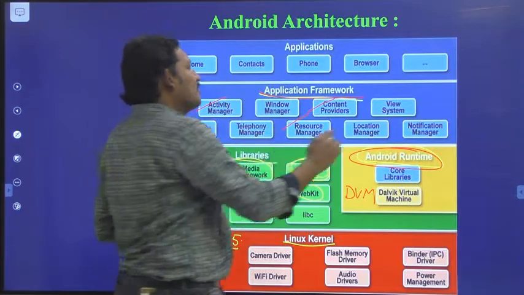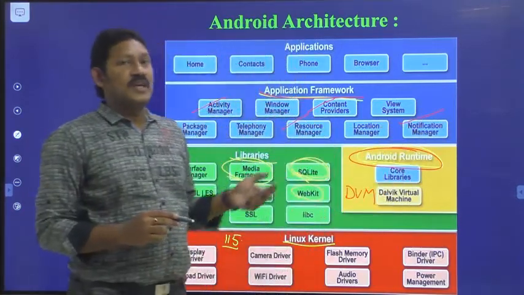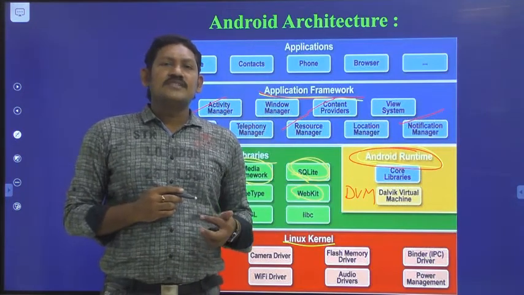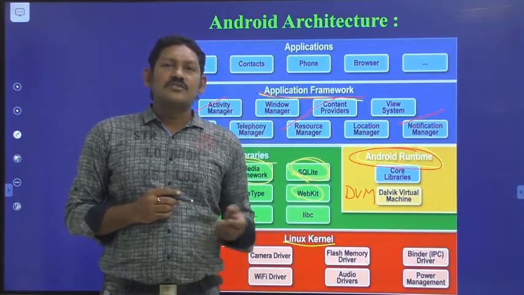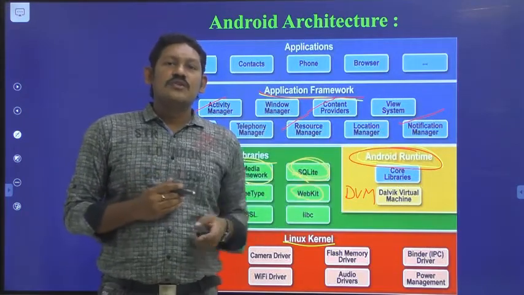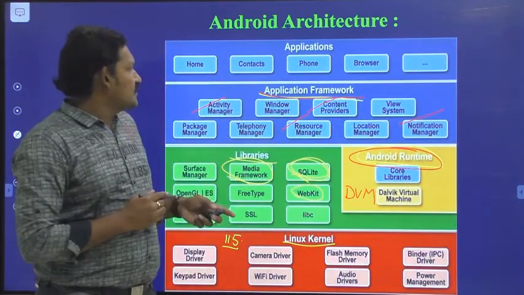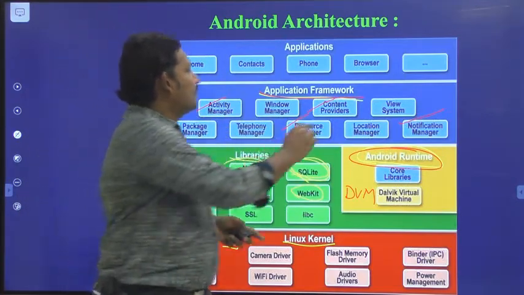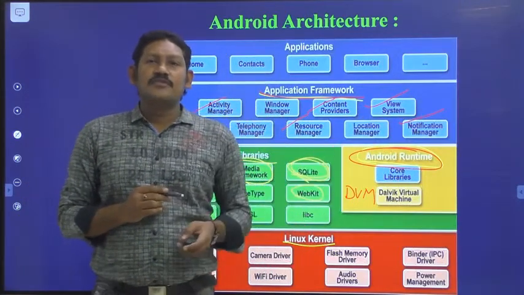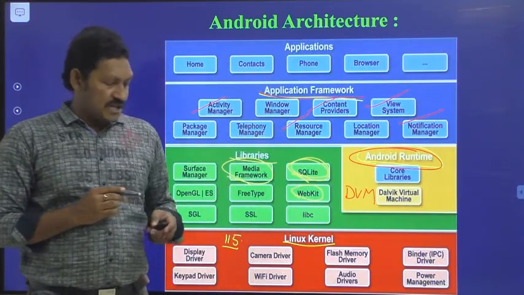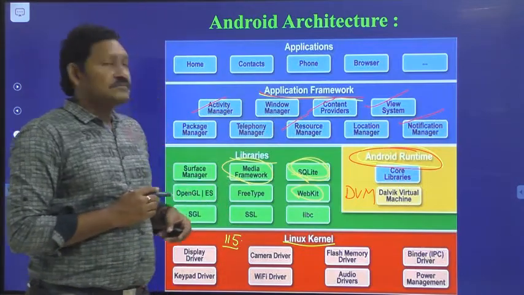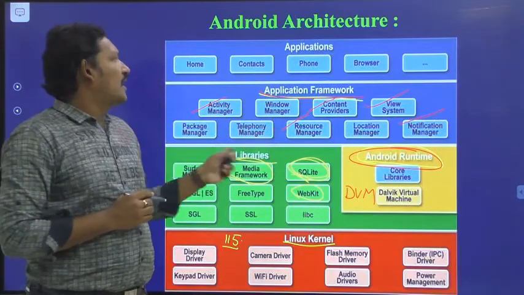Coming to the notification manager, we are discussing only some of these. Its job is to allow applications to display alerts and notifications to the user. The name itself says it will send notifications and some alarms to the user. Coming to the view system, it is an extensible set of views used to create the application user interface. That is its use.